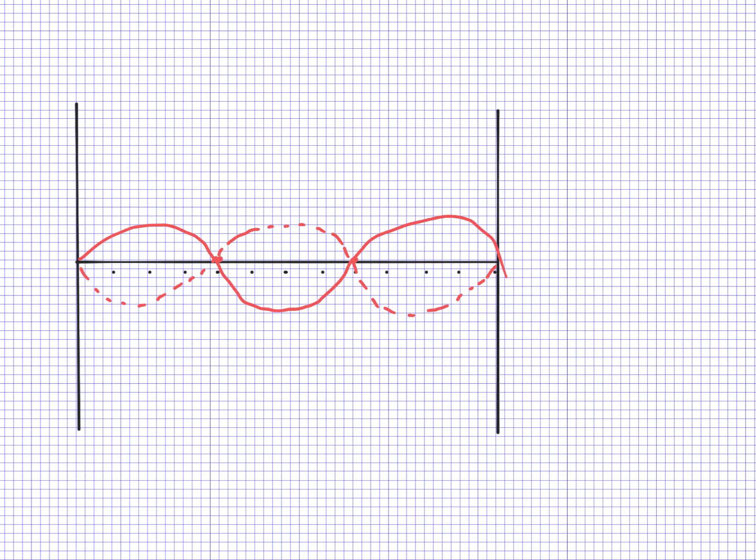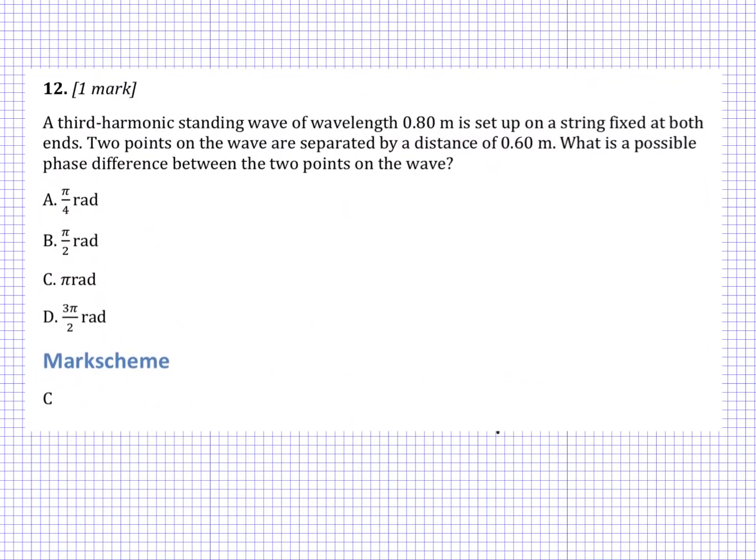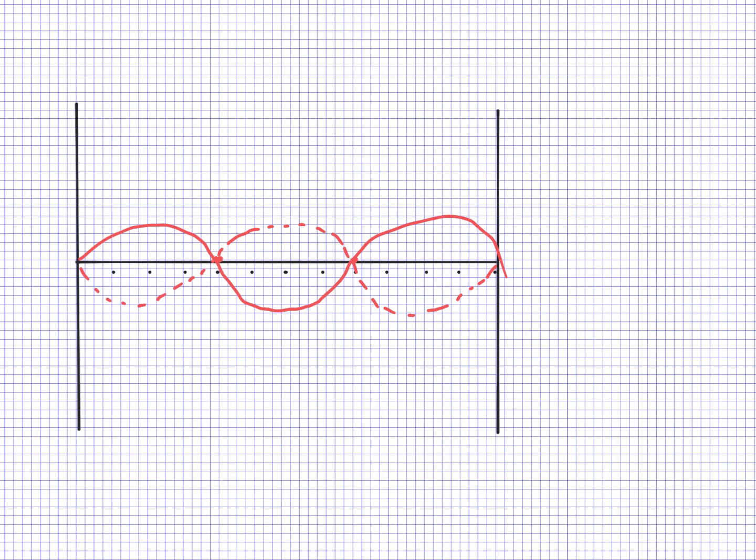So let's do a little picture. Here it is. It's the third harmonic, so 1, 2, 3. It's fixed at both ends, and what else do we need to know? Oh yeah, the wavelength is 80, so we can put these on here. So if the wavelength is 80, so from here to here is 80, that means that the whole length of this string is 120. Okay, none of that really matters. So what's the phase difference?